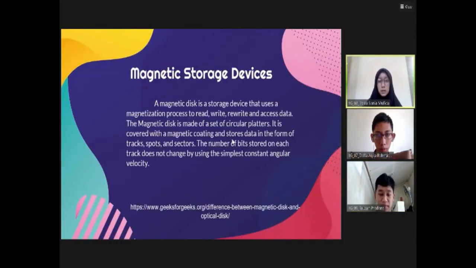First, magnetic storage device. A magnetic disk is a storage device that uses a magnetization process to read, write, rewrite, and access data. The magnetic disk is made of a set of circular platters. It is covered with a magnetic coating and stores data in the form of tracks, spots, and sectors. The number of bits stored on each track does not change by using the simple constant angular velocity. The next presentation will be continued by Daffa.